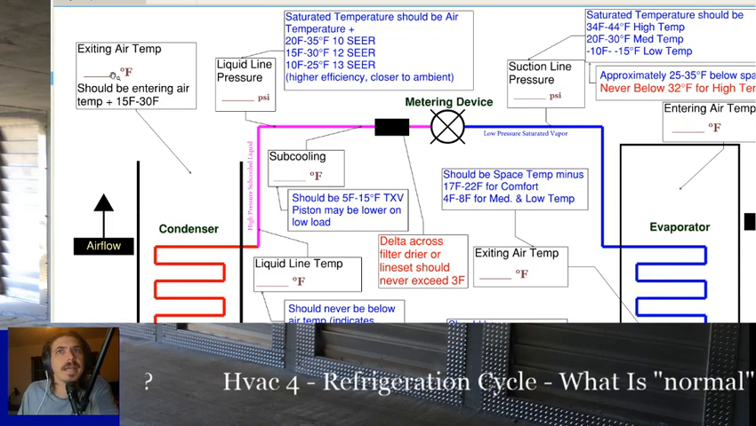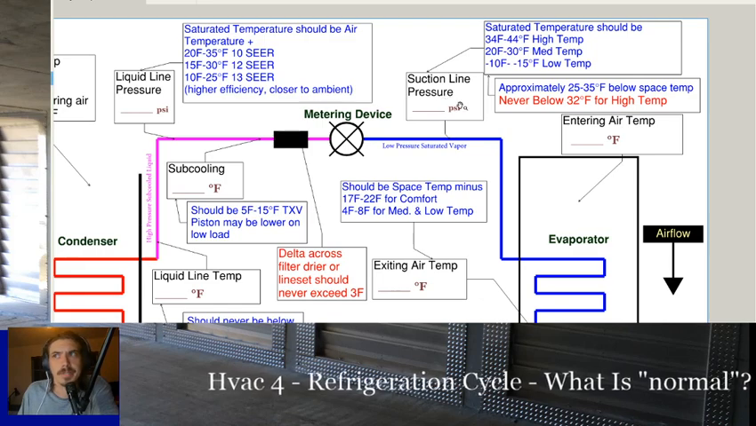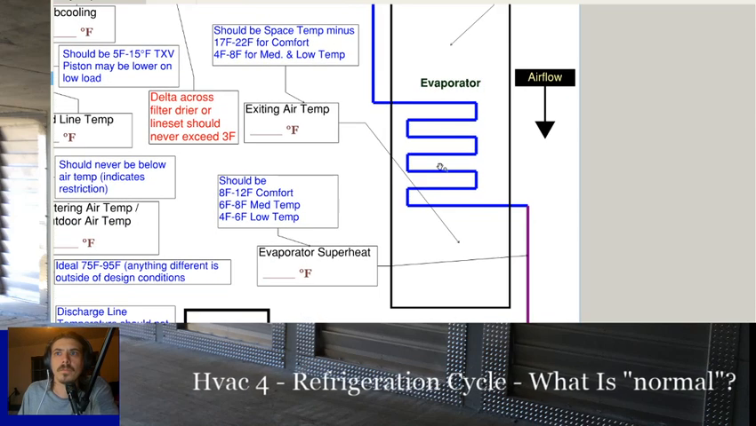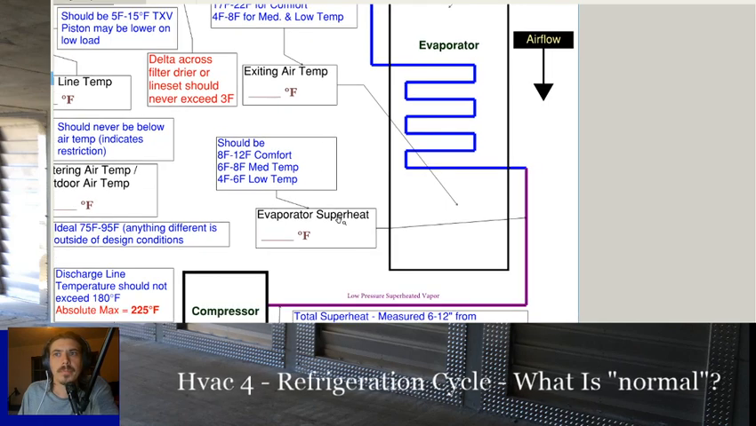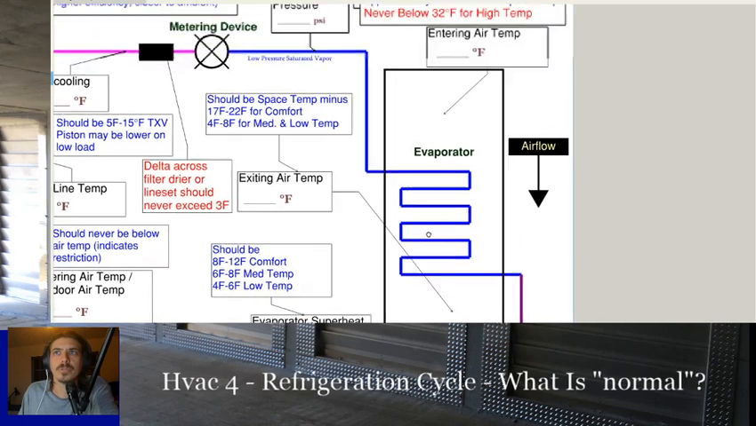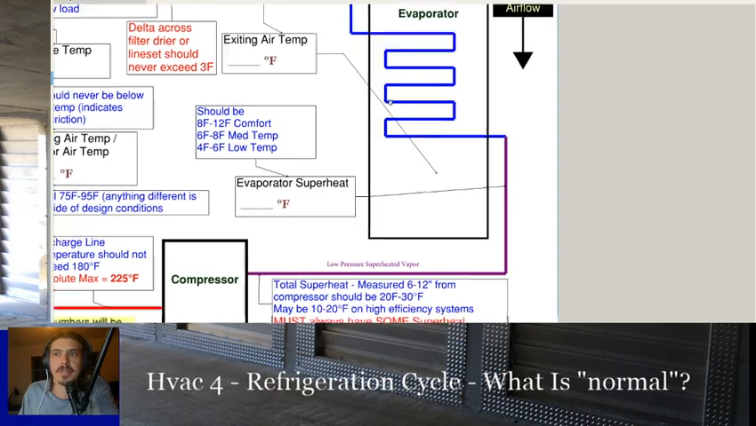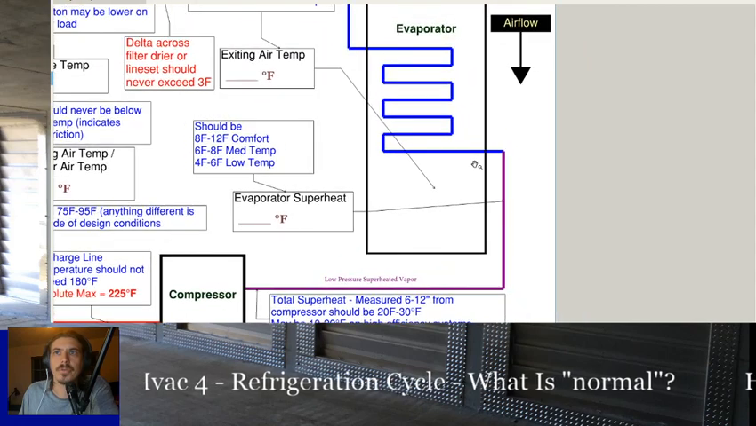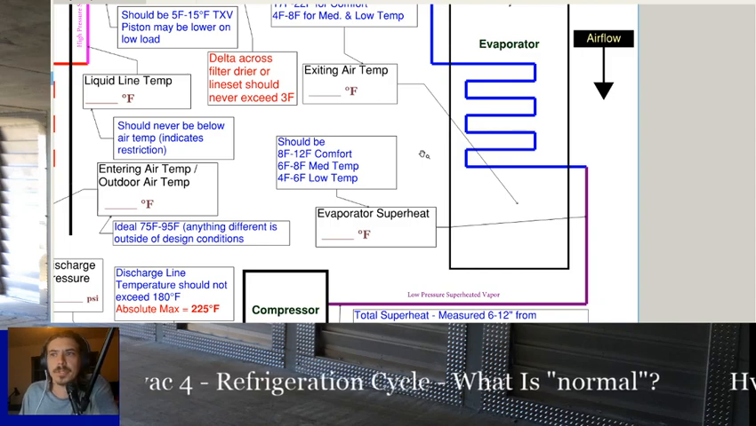You should know what the exiting air temp of your condenser is, the suction line pressure or the suction line saturated temperature, the entering air temp in your evaporator, so your return air temperature, the exiting air temp of your evaporator or your supply air temperature, and the evaporator superheat, so how much superheat you've picked up in the refrigerant line through that evaporator, which you can write down once you have your suction line pressure or the saturated temperature of the refrigerant in the suction line and your evaporator line temperature. All of these things will give you what you need to be able to properly troubleshoot a system.